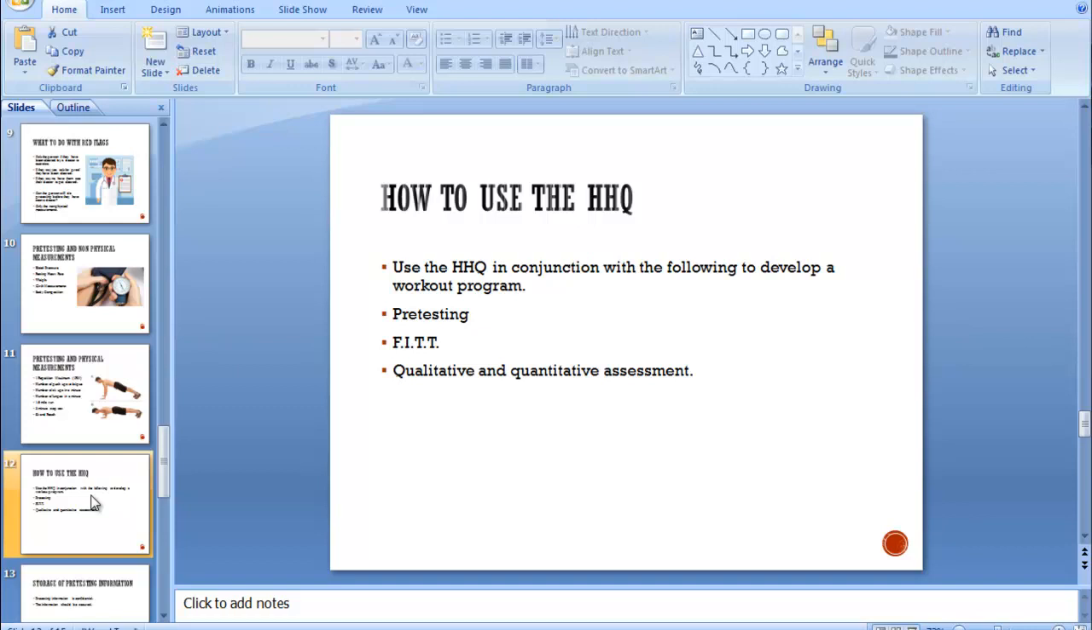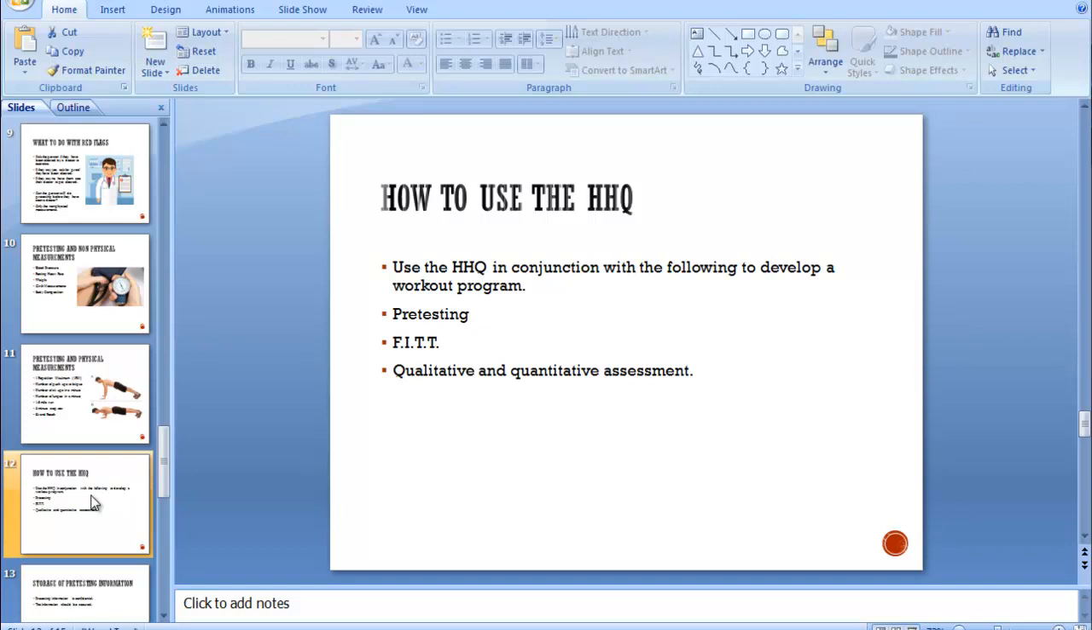So how to use the health history questionnaire. You'll use it in conjunction with pre-testing. As long as they don't have anything major wrong with them or they've been cleared by a doctor, then we can start pre-testing. A lot of health history questionnaires will have some goals set on the back. Based on those goals and their fitness level, we can develop a plan. And then we use the FIT principle to set up the plan.